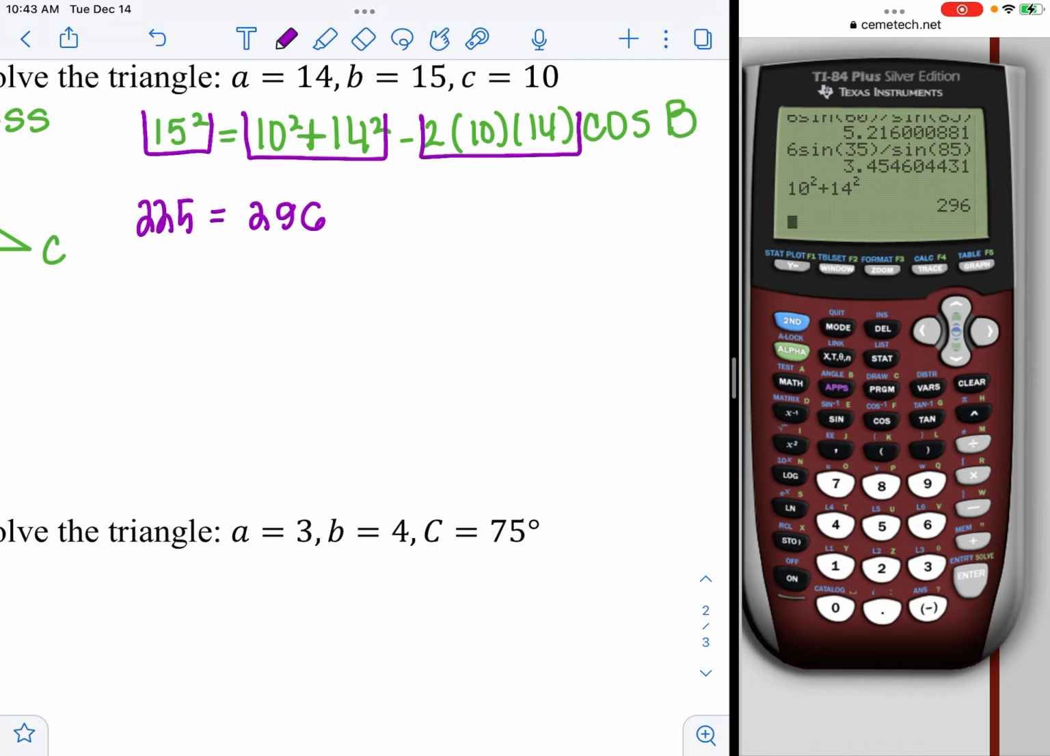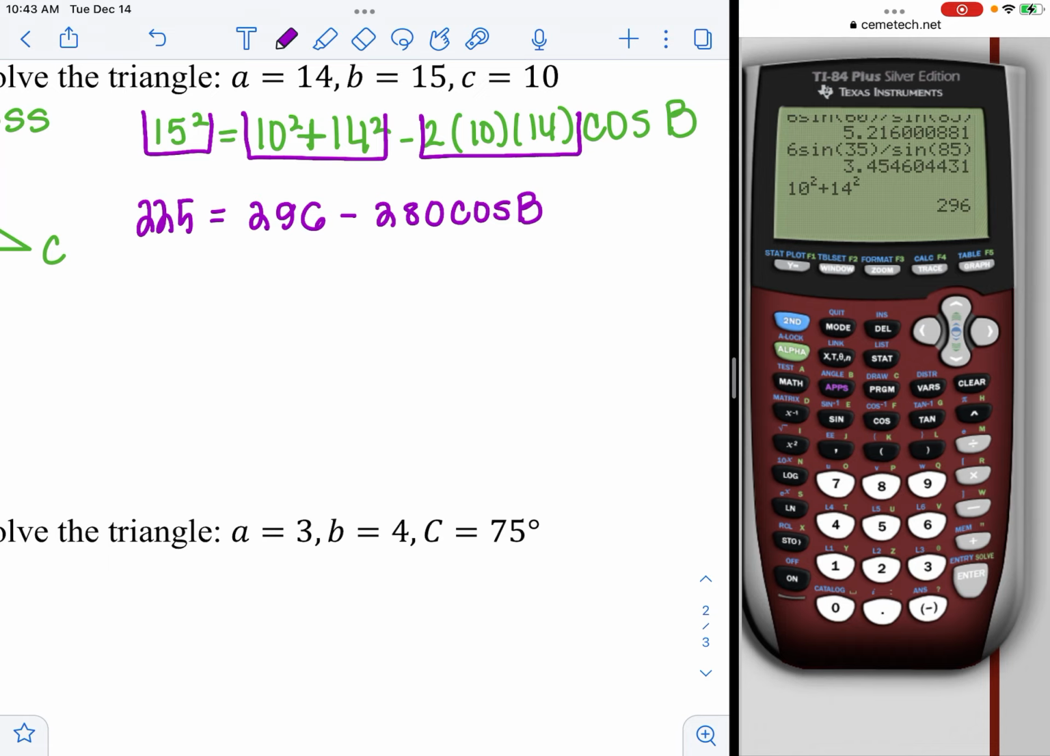Then you're going to multiply these 3 numbers. I should have put the negative in with it. Let's leave the negative out. You're going to multiply those 3 numbers. So 2 times 10 times 14 is 280. And then you have cosine of B.